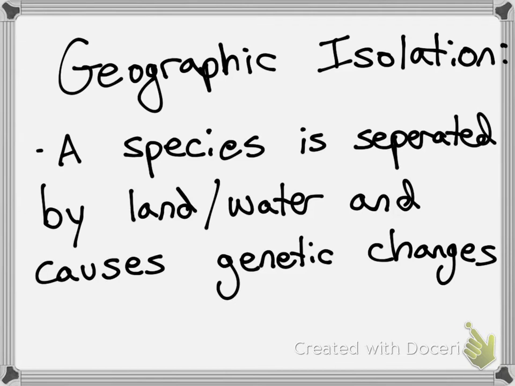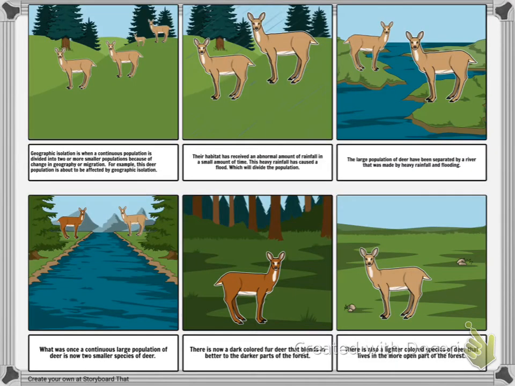There's geographic isolation. This is when a species is separated by land or water and causes genetic changes. For example, here are some nice little deer. But what happens is their habitat had a lot of rainfall, and it caused this little river to come between them. And oh no, those deer got separated by this river. What was a big population of deer has now split into this group and this group. And we're going to come back to this later.